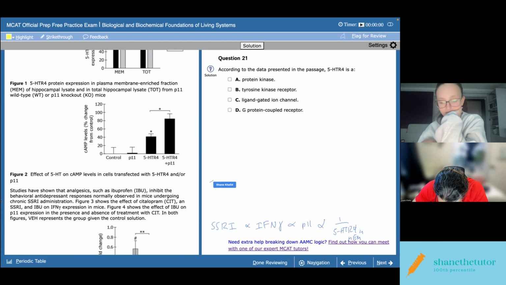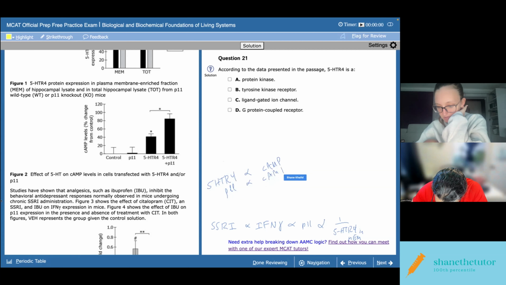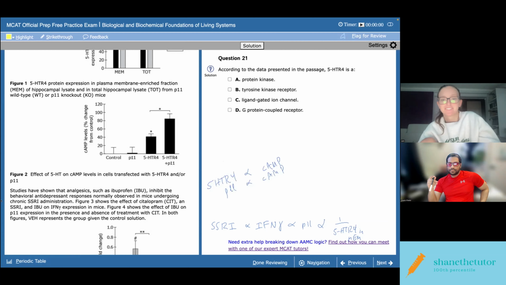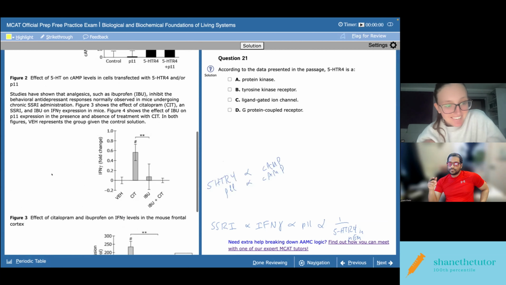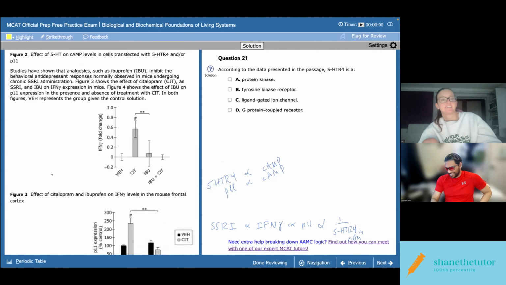Okay, so 5-HTR4 is proportional to cAMP levels, and P11 also produces a high amount of cAMP. So okay, cool. Oh Jesus, there's a lot.